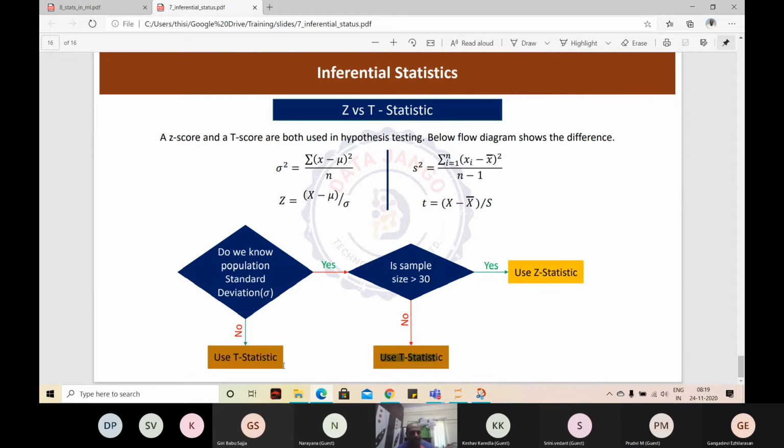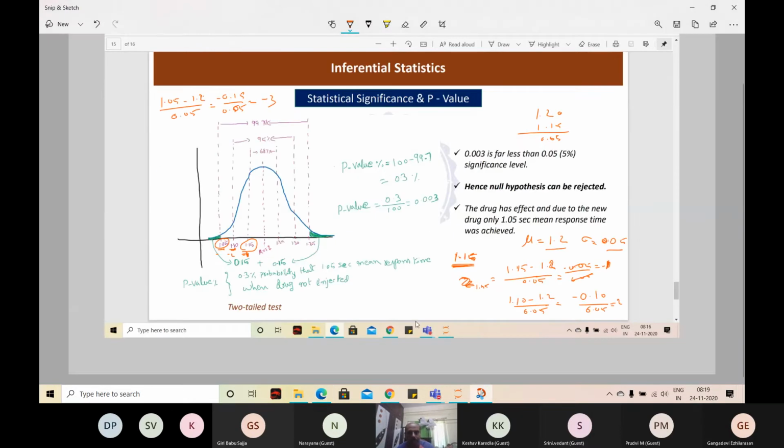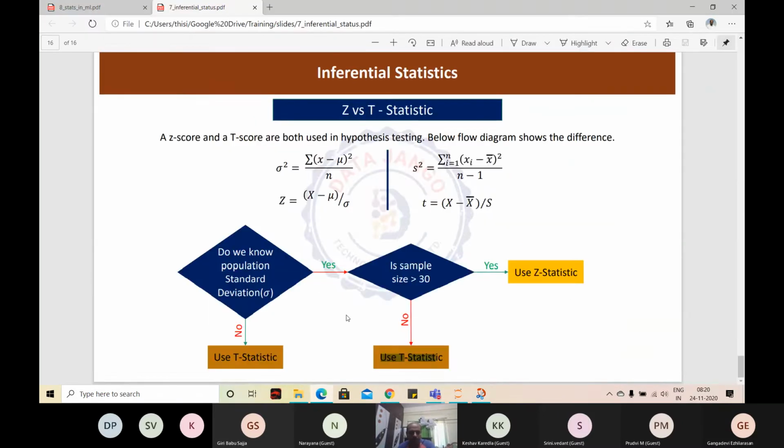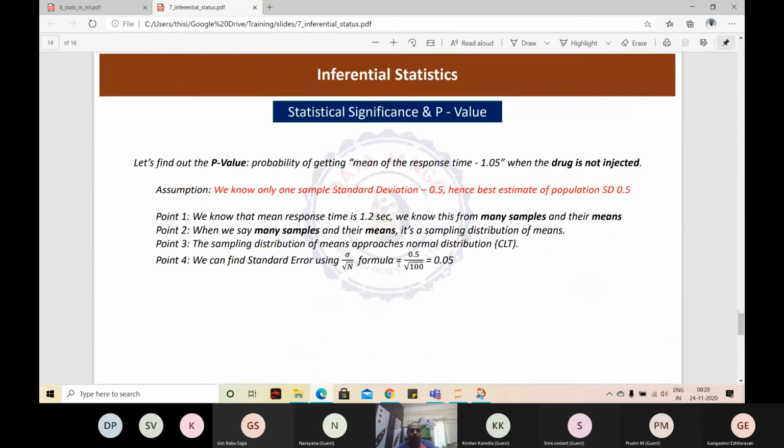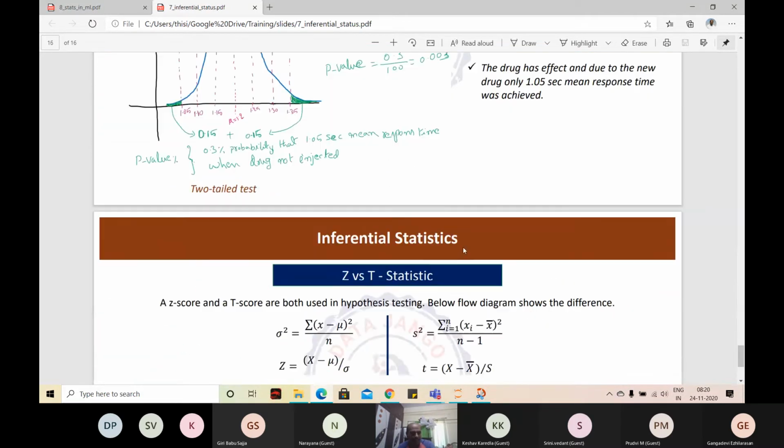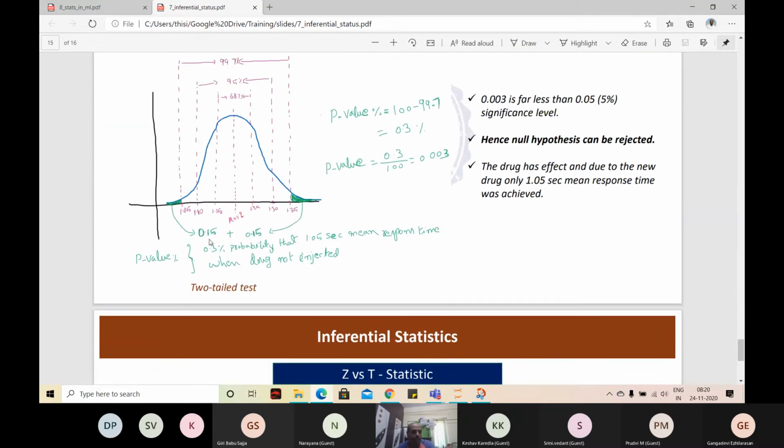So t statistic or z statistic. Here I am actually showing you the z statistic, right? So you can say t statistic also, because we don't know the population standard deviation. We calculated this standard error by taking 0.05, the best approximation of standard deviation. You remember that? We don't know the standard deviation of the population, so whatever we know, we have taken that as the population standard deviation. So this is not a z score, this is actually t score. Do you agree?